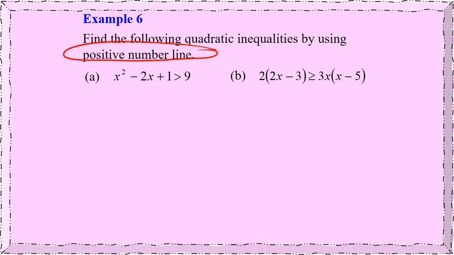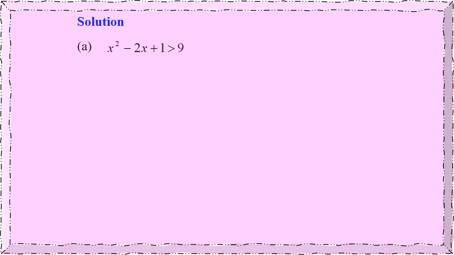Okay, so we have question A, x squared minus 2x plus 9 more than 9, and B, 2x of 2x minus 3 more than or equal to 3x of x minus 5. So for question A, what is the first thing we have to do for quadratic inequalities? Yes, we have to make sure the right side always equals 0. So we have to eliminate this 9. So we minus 9 on both sides. So we have x squared minus 2x minus 8 more than 0.